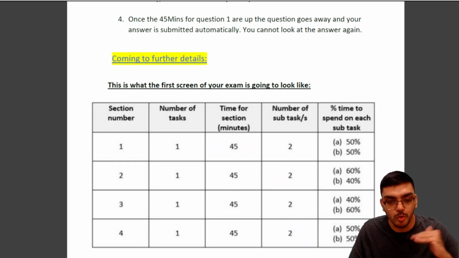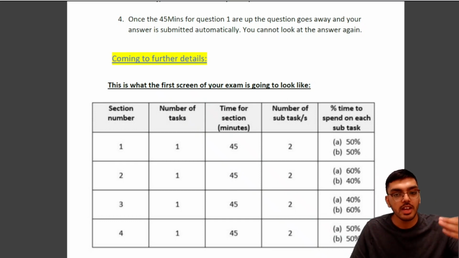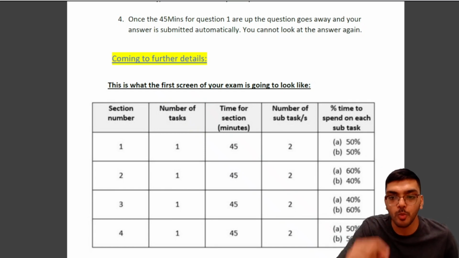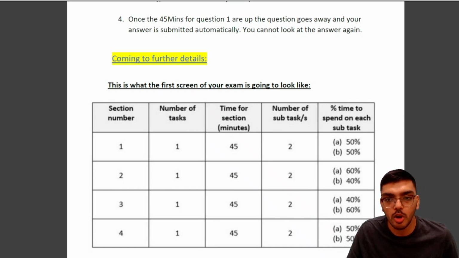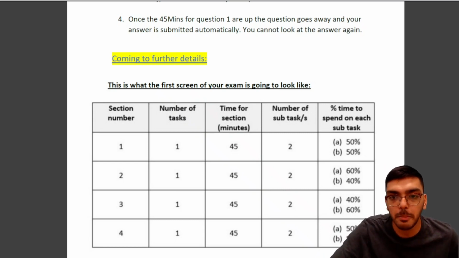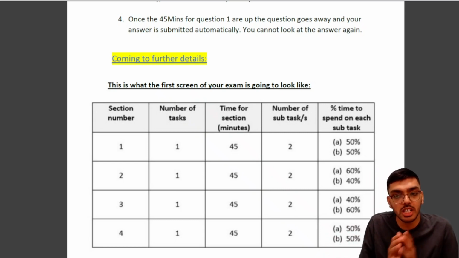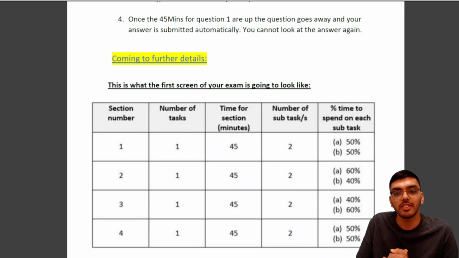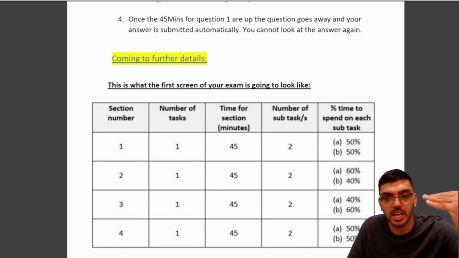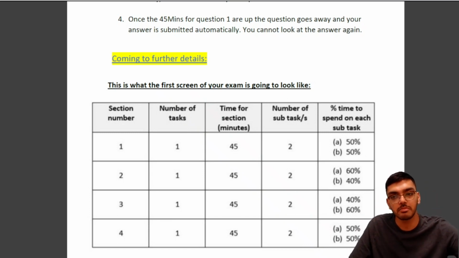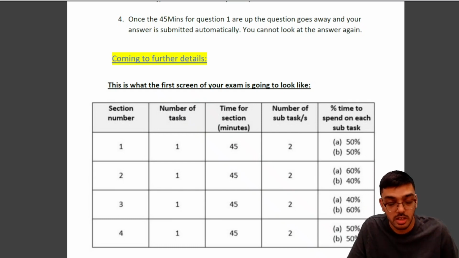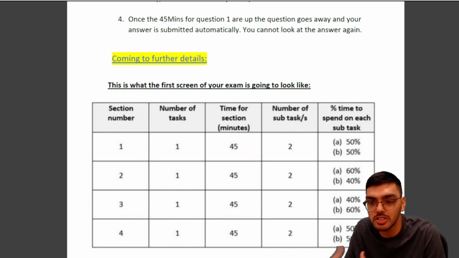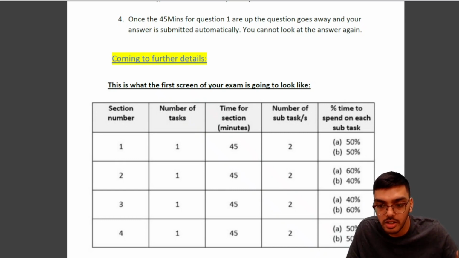Under each question, you will have subtasks, and each subtask has a weightage which you can see on the right hand side of your screen. This weightage means the percentage of time to spend on each subtask. So it gives you the mark allocation, plus it's telling you that if you have 45 minutes, spend 50% of the time on task A, 50% of the time on task B. Only then you'll be able to do justice to that particular task.